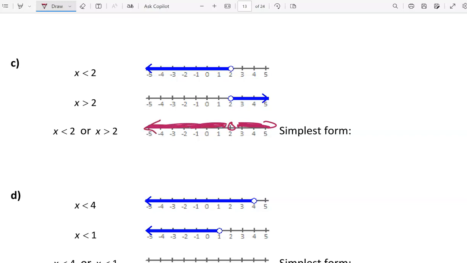This is sort of a disjoint set, but there is a really easy way to say it without using the word or, and that is simply by saying what value of x we cannot have, and x is not equal to 2 is the simplest form of that.